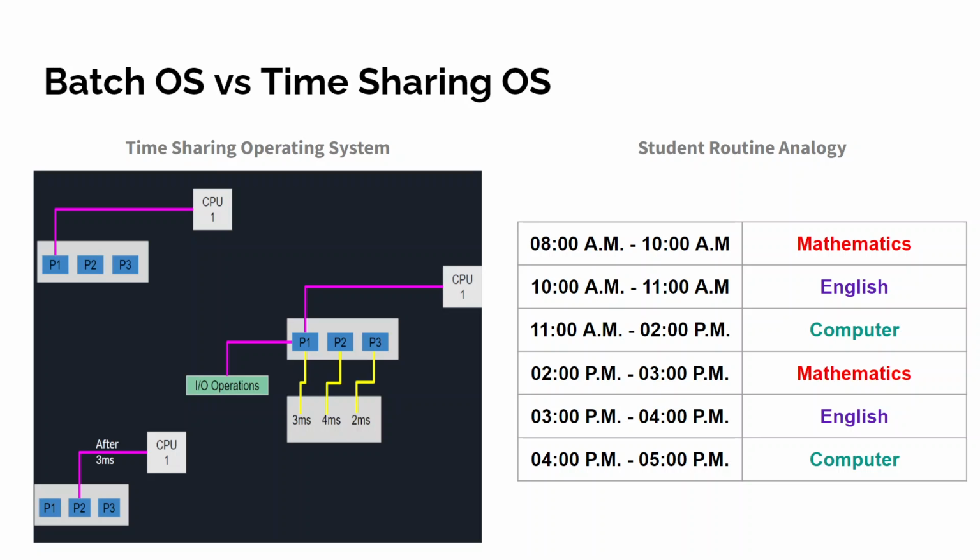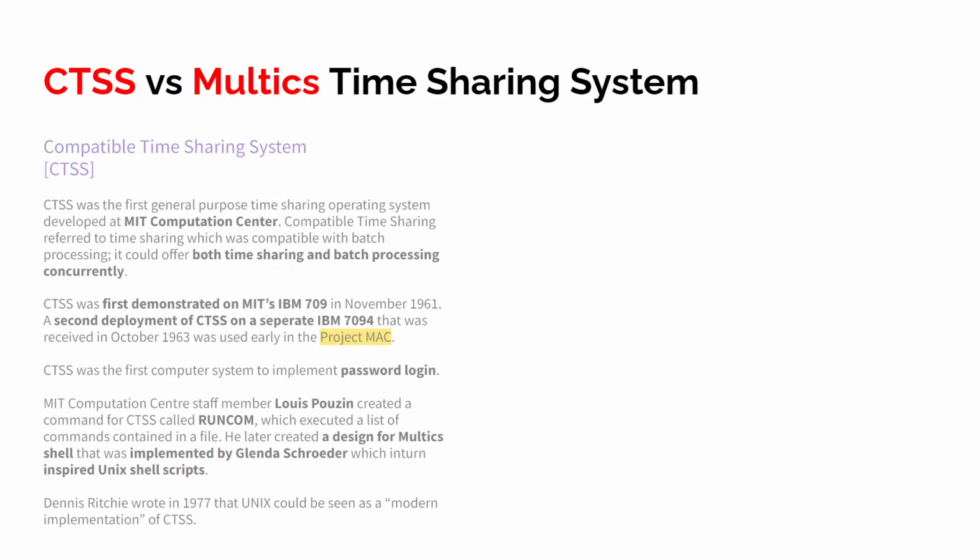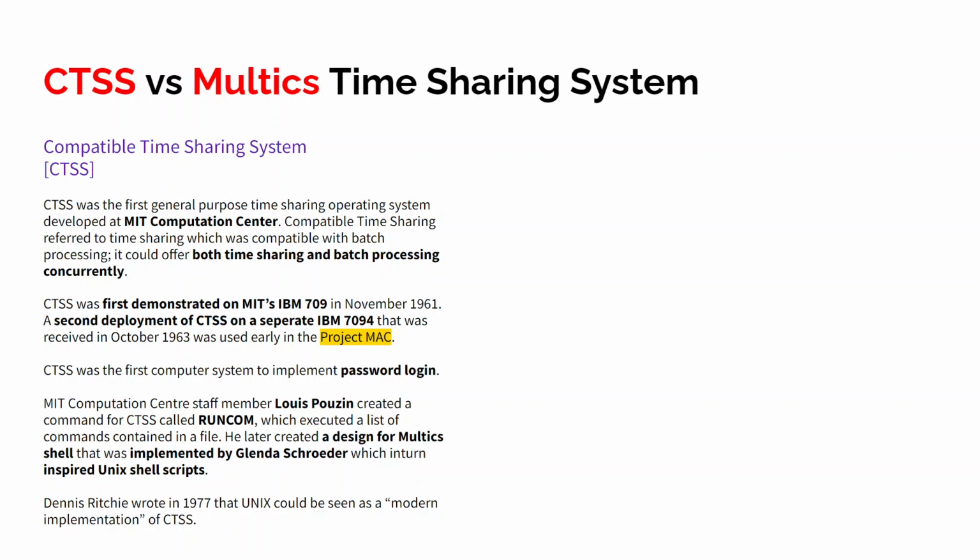This concept of time sharing is called multitasking. The necessity of an alternative to the batch operating system gave us the time sharing system. Since the world was running on the batch operating system, we needed a new system that should be compatible with both the batch operating system as well as the time sharing system. This led to the development of CTSS, or Compatible Time Sharing System.